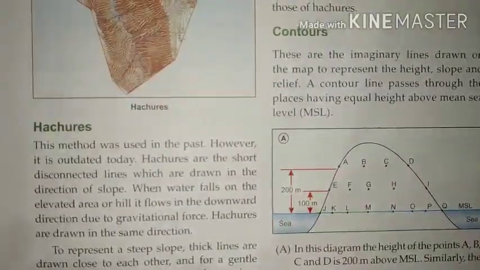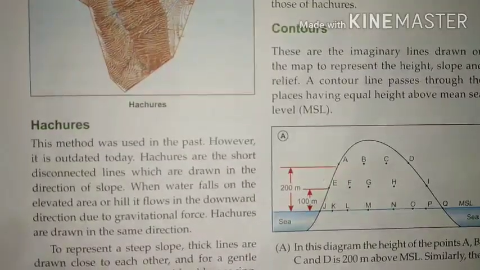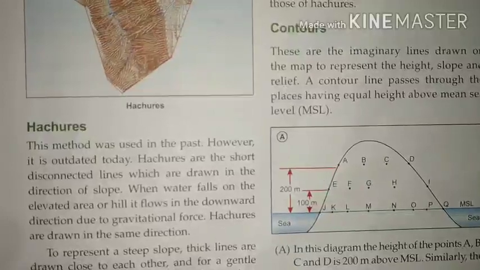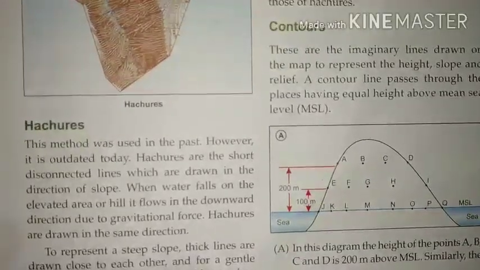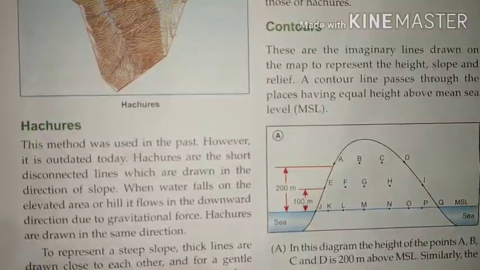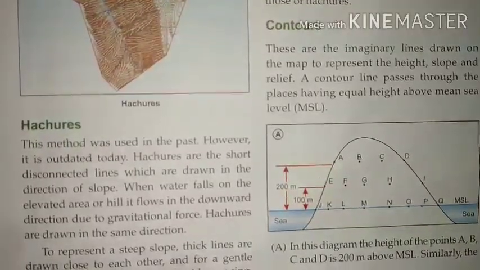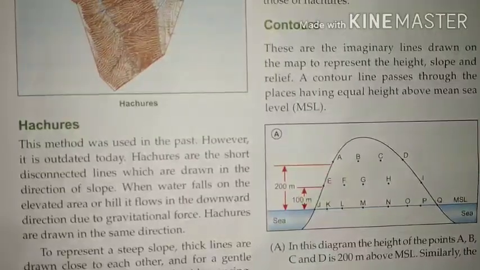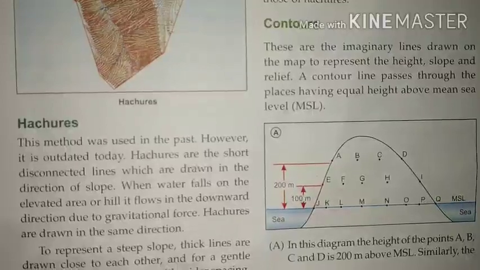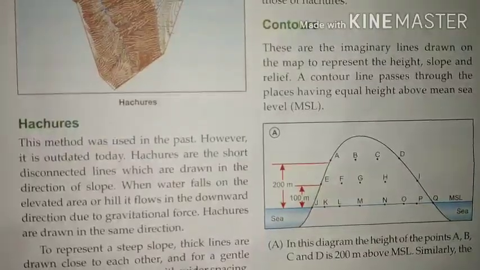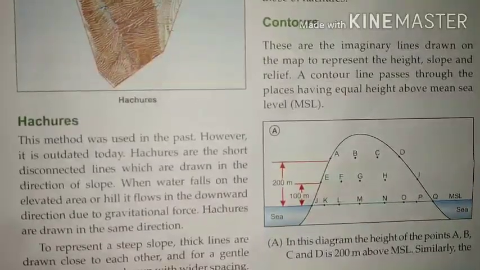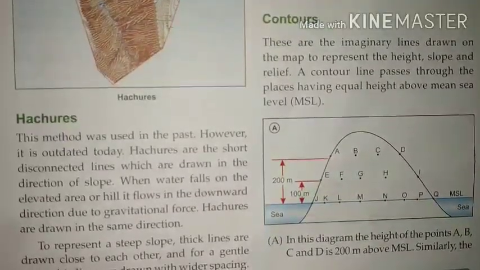The method which is used to show the height or the slope of a given region is called contours. What are contours? These are the imaginary lines drawn on the map to represent the height, slope and relief. Whether it is a mountain, a hill, a plateau, a plain, a valley, or a lake, different types of relief features we show using the contour lines.